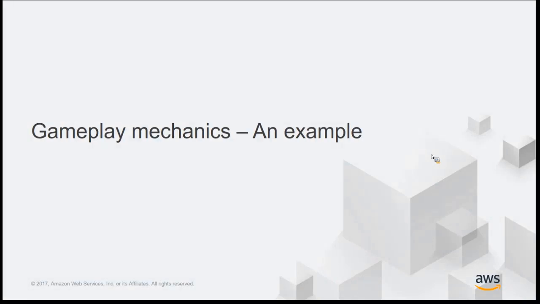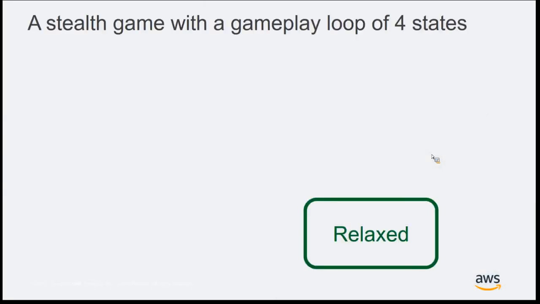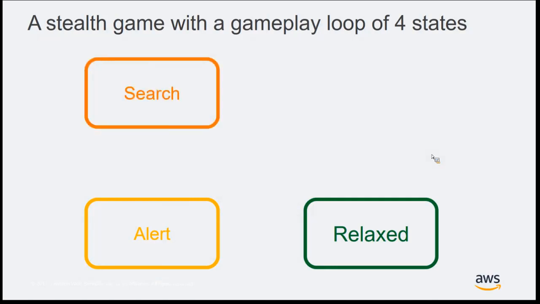Let's go through an example of a gameplay mechanic and see how it ties into the generation of synthesized voices. So let's take a look at the fictional example of a stealth game with a gameplay loop of 4 states. The first state, where the NPCs, the enemies, or the soldiers are relaxed, they are unaware of the player or have returned to their other duties such as patrolling, etc. An alert state, where the player has either been seen momentarily or has made some noise. A search state, where the enemies are aware of the player, they don't know where he is, but they are searching for him.